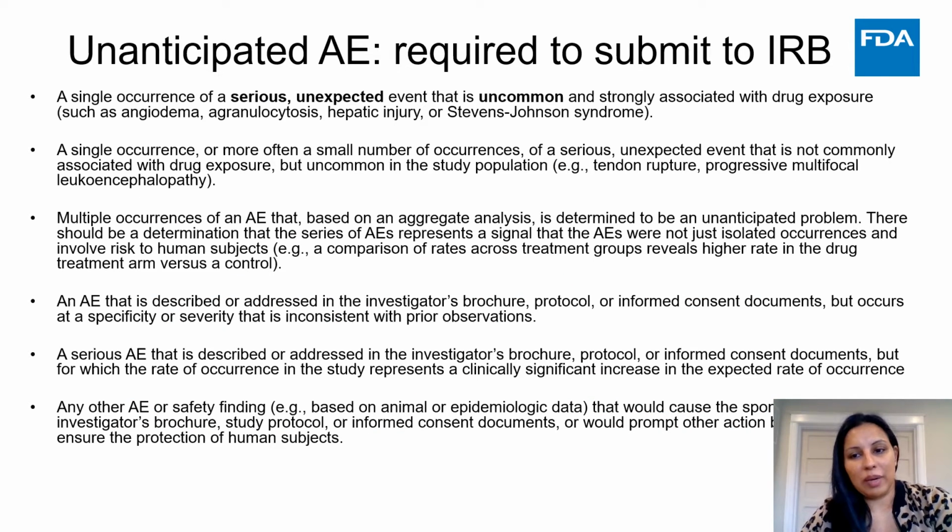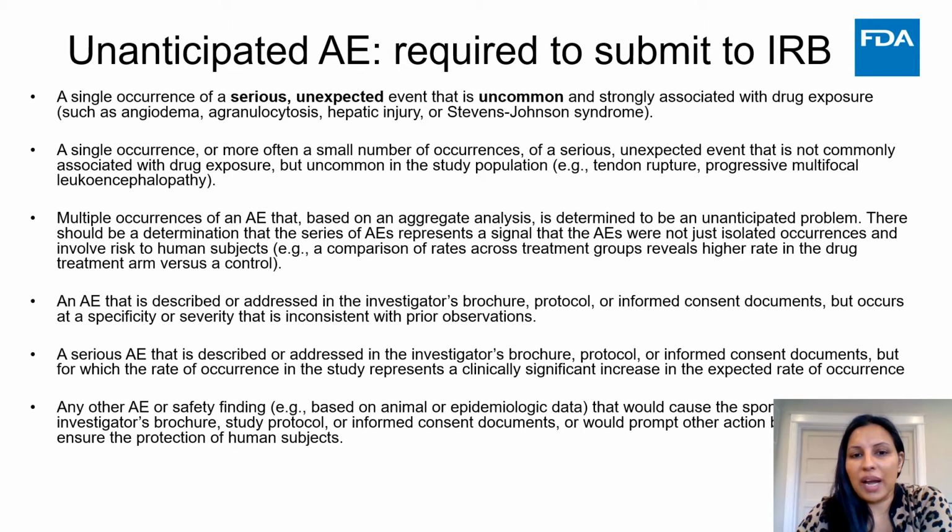So let's get into a little bit about what's required to submit to the IRB. This comes from FDA guidance. So an unanticipated AE is something that is serious, that is unexpected, uncommon, and strongly associated with drug exposure. This would be something like angioedema or Stevens-Johnson's. It could be a single occurrence or a small number of occurrences that is not as commonly associated with drug exposure, but is uncommon in the study population. Tendon rupture with one of a commonly used antibiotic is something that would have needed to be reported.